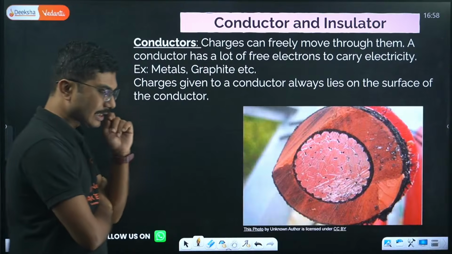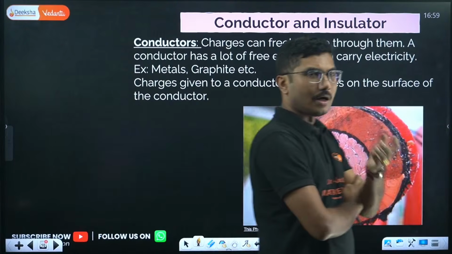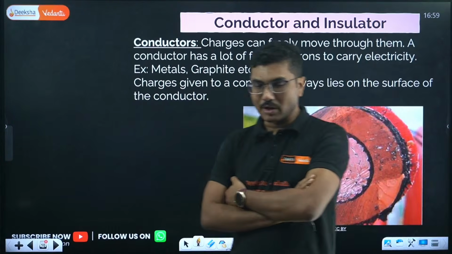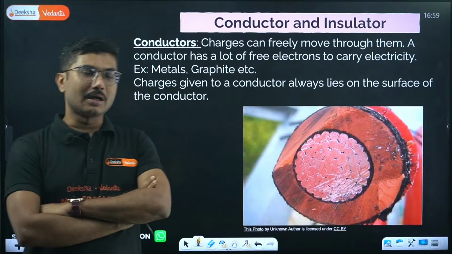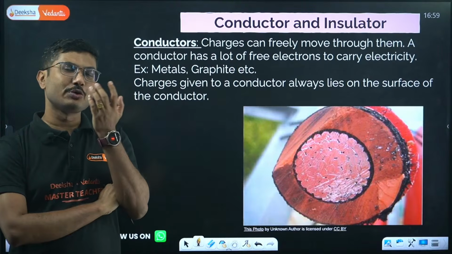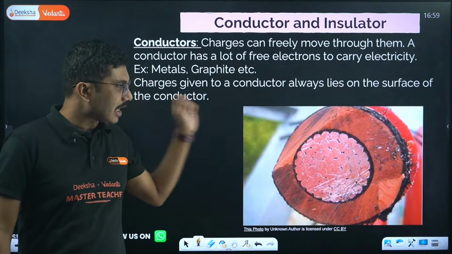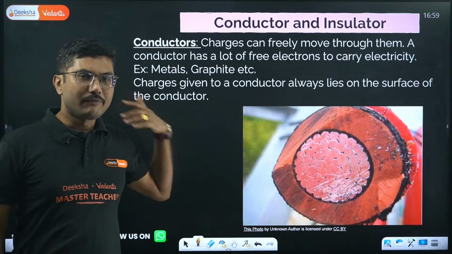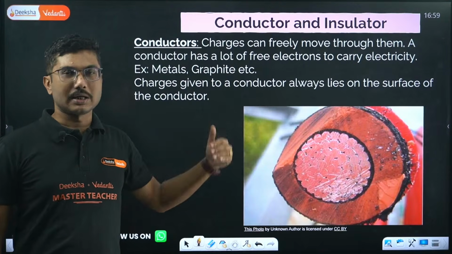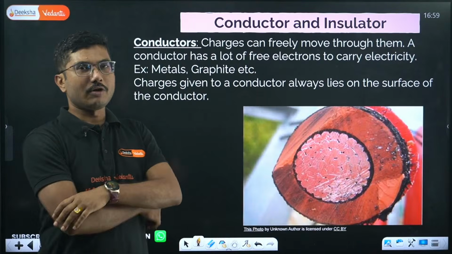So basically conductors are metals, okay, and graphite is one of the non-metallic conductors. They are used to conduct electricity. That is their major purpose. So if you give any charge to a conductor, it can flow through that conductor. That is the major property of a conductor.